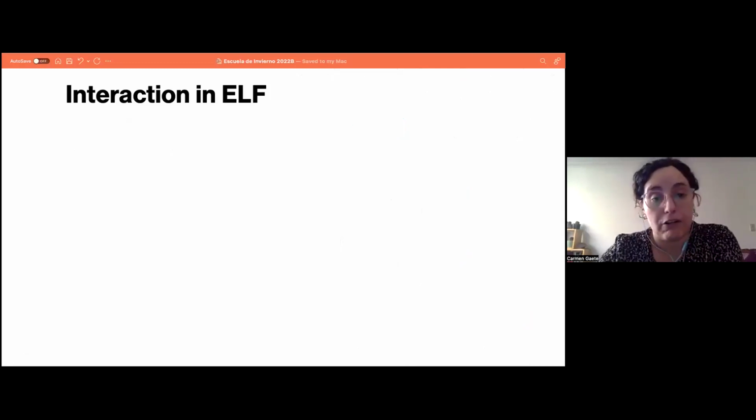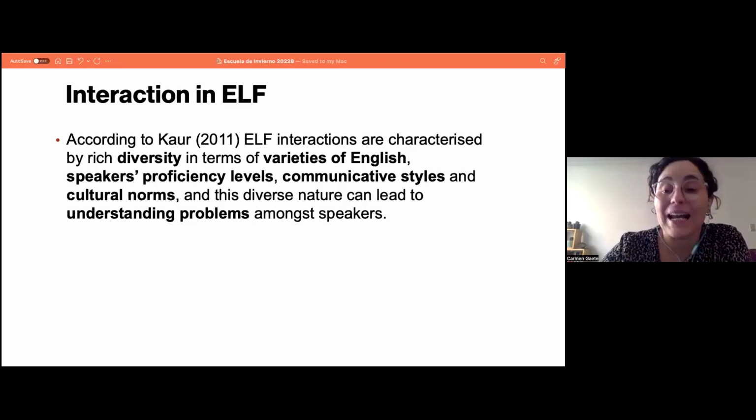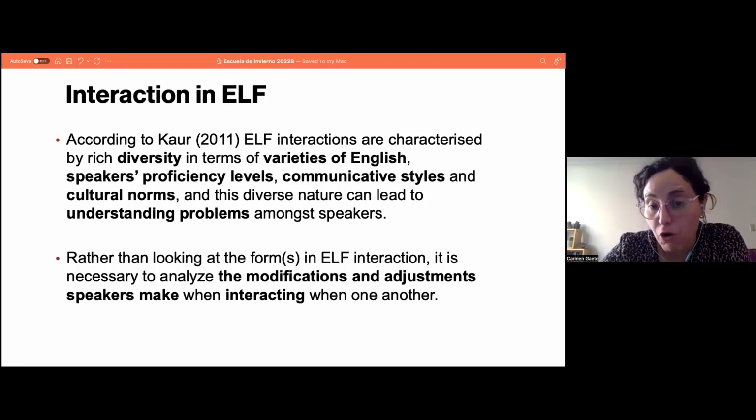When you have interaction in ELF, there are certain things that you have to consider. As Cor said in 2011, ELF interactions are characterized by a rich diversity in terms of varieties of English, right? Different ways of using grammar, pronunciation, etc. Speakers' proficiency levels and communicative styles, and also cultural norms. That's very important. This diverse nature can lead to understanding problems amongst speakers. So rather than looking at the forms of English in ELF interaction, it is necessary to analyze the modifications and adjustments speakers make when interacting with one another. And these modifications and adjustments are the pragmatic strategies that I was referring to a minute ago.